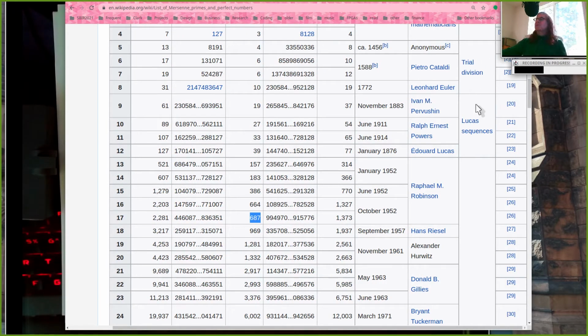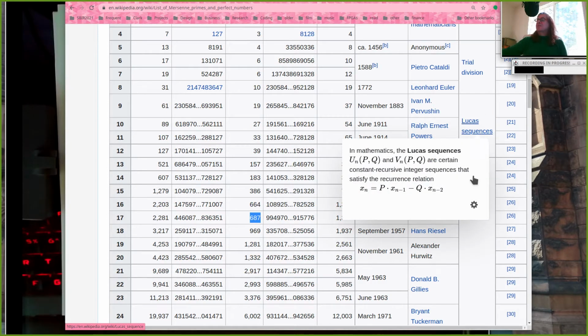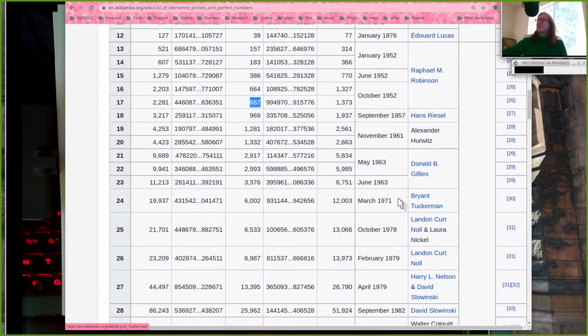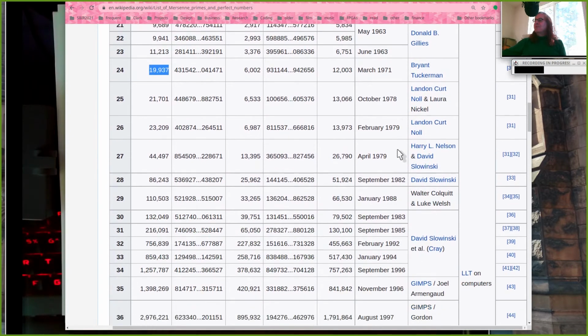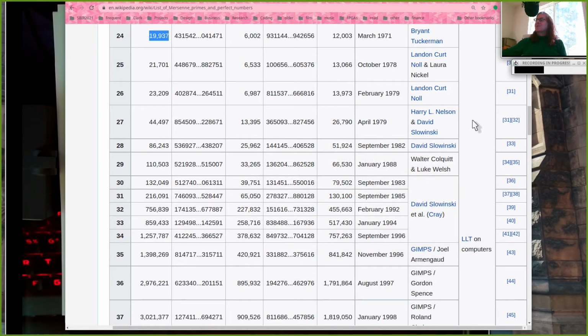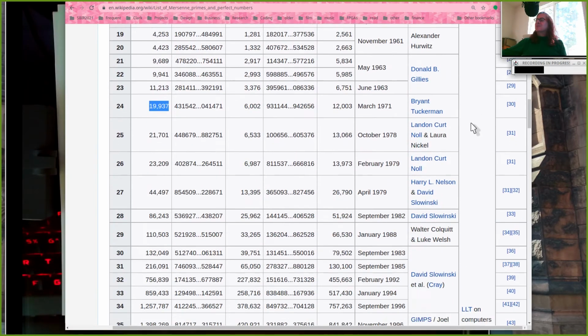So these were done by trial division. This was using Lucas sequences. That's the Lucas-Lehmer test. And then in 1900, this was the first Mersenne prime I learned about when I was a kid. This was the one I memorized, that exponent. And Guinness Book of World Records would publish these every year. And these were all done by the Lucas-Lehmer test, using computers.